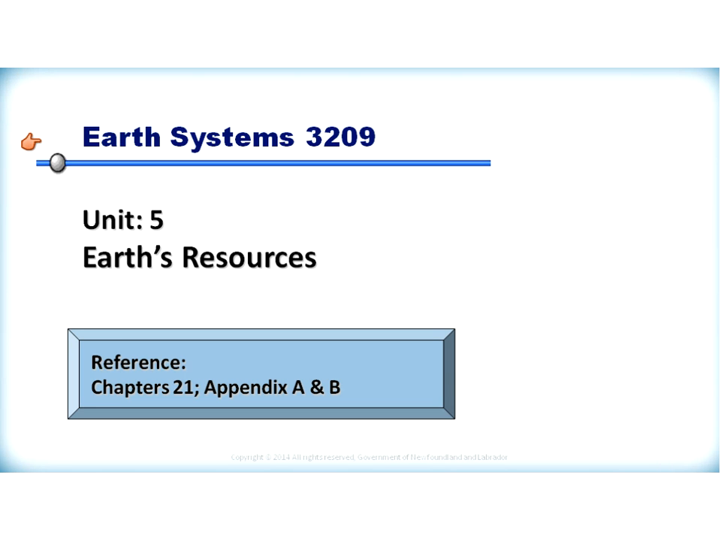Earth Systems 3209, Unit 5, Earth's Resources. Reference for this unit can be found in the textbook in Chapter 21, and also in Appendix A and B of the Curriculum Guide.